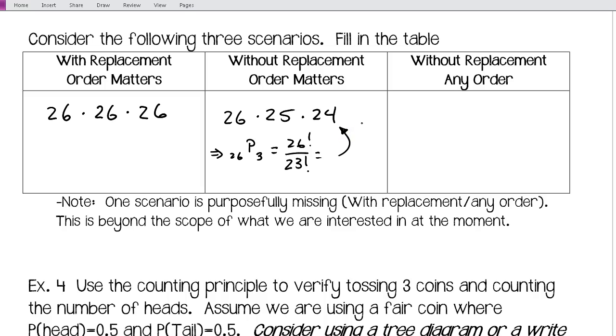Okay, and then without replacement, any order, so the order does not matter. So we're actually going to have fewer outcomes, and this would be our combination. So this would be 26 choose 3, which would be 26 factorial over 3 factorial times 23 factorial, or this would end up being 26 times 25 times 24 over 3 times 2 times 1, which we could go ahead and simplify as well.